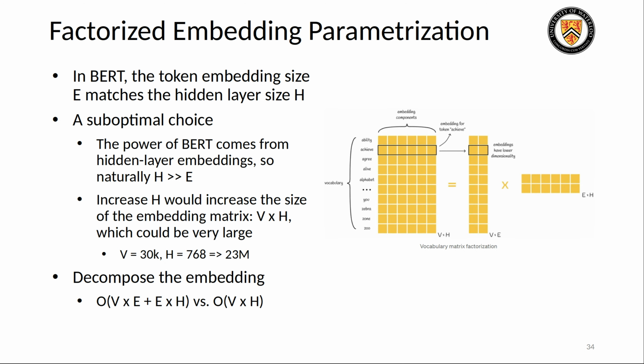The first parameter reduction technique introduced in ALBERT is factorized embedding parameterization. In BERT, the dimension of the token embeddings and the hidden layers are the same, which is a suboptimal design choice. The token embeddings are used to represent the input tokens and only capture the context-free information of the tokens. On the other hand, the hidden layers are used to capture the context-dependent information of the tokens. The power of BERT comes from the hidden layer and not the token embedding. So it is natural that the hidden layers should have a higher dimension than the token embeddings.